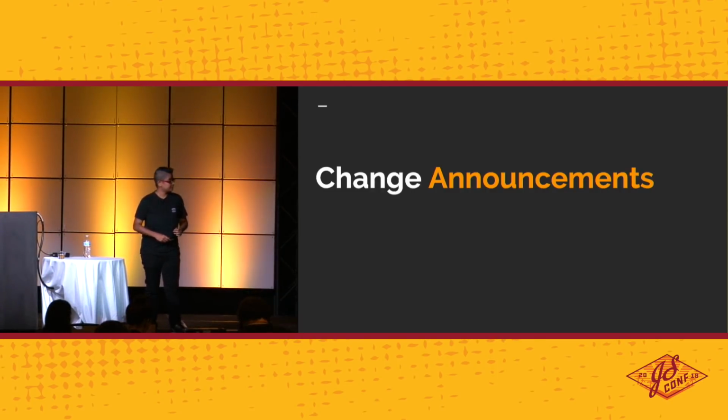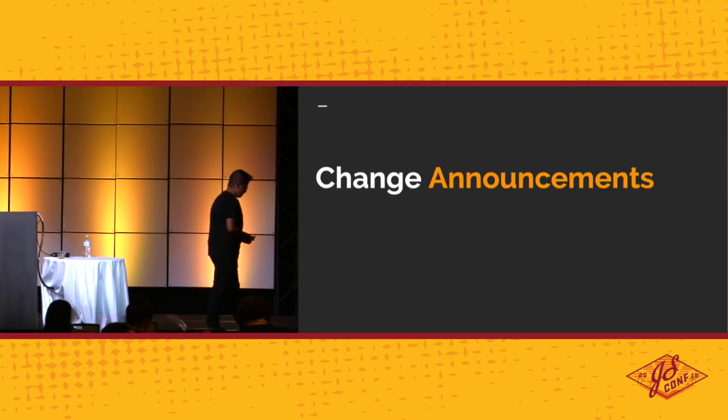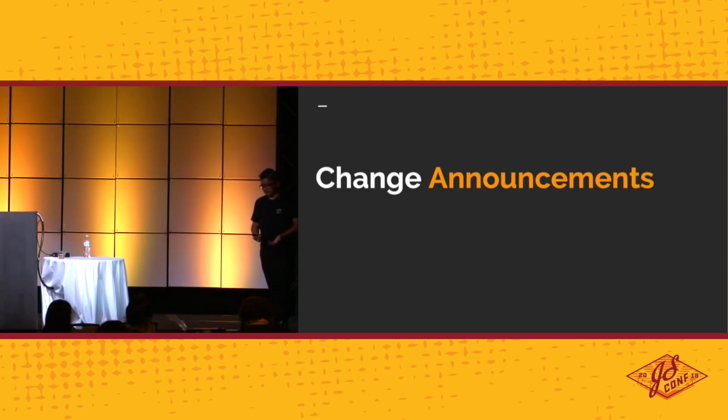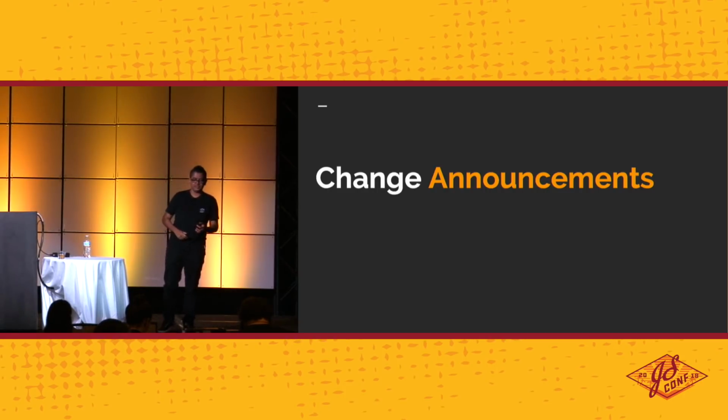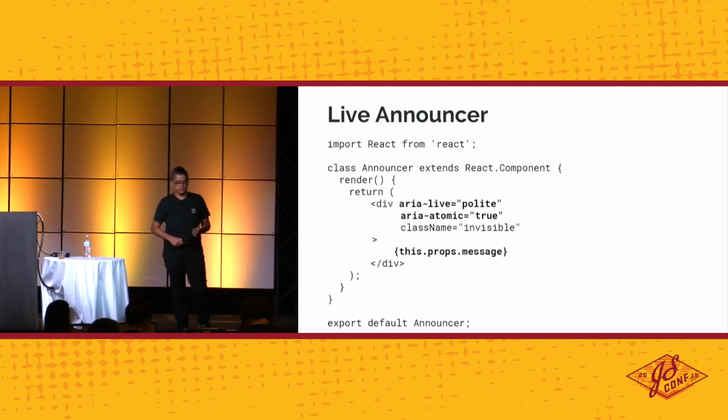Change announcements. What are change announcements? In a React app, since React is dynamic, things may be updating at any section of the page without being picked up by the screen reader. This creates a problem. When something is changing, we want the user to be aware of it. For this, we can create a simple component that makes use of the ARIA live attribute.